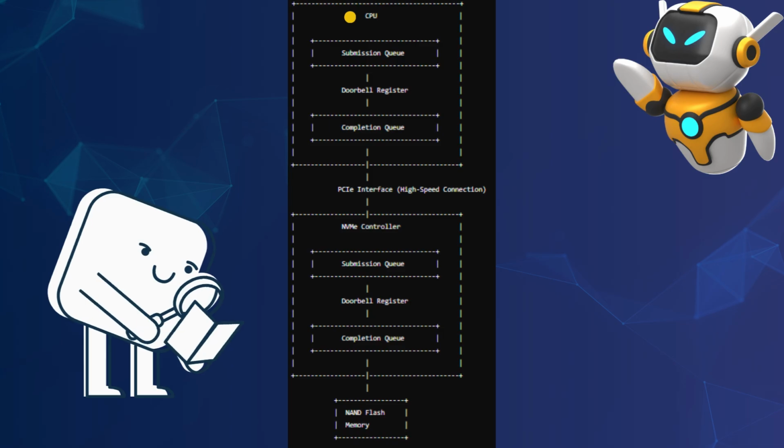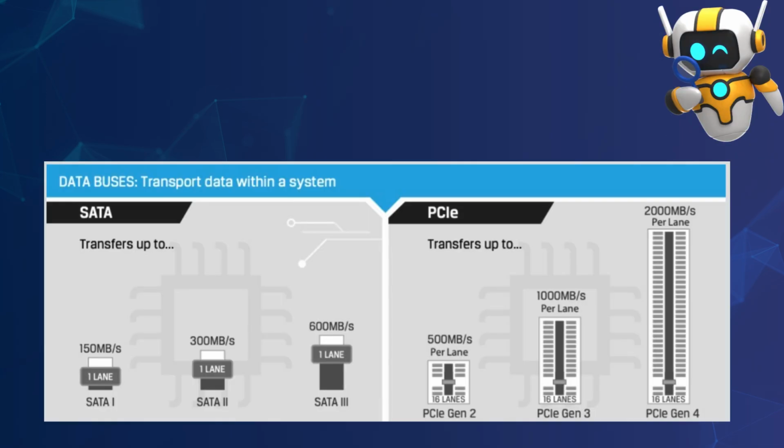On the left, we have SATA. It has been a standard for connecting storage devices in personal computers. We see three generations here. SATA 1 speeds up to 150 MB per second, SATA 2 300 MB per second, and SATA 3 maxing out at 600 MB per second. Despite improvements over the years, SATA's single lane architecture limits its speed compared to modern solutions.